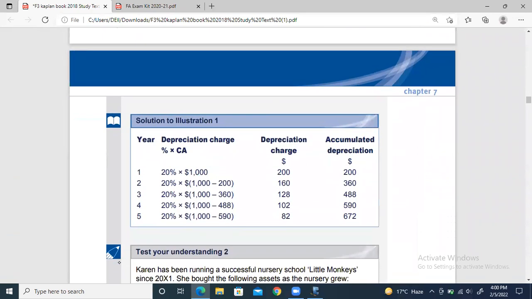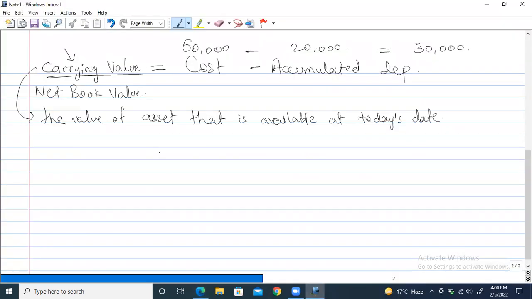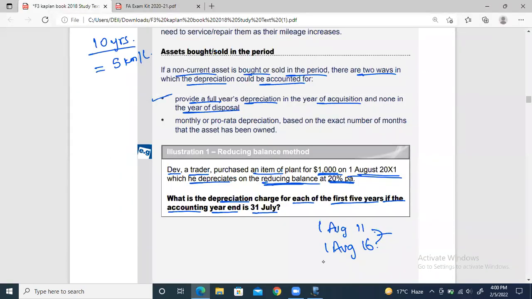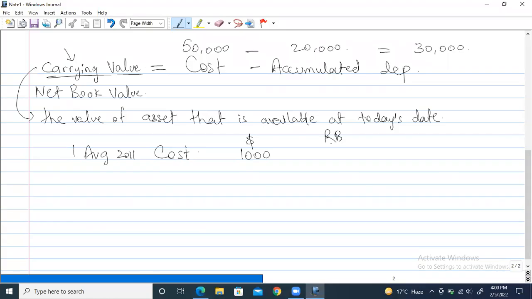It's very simple. What we have to do is, this is the difficult format to follow. I'm telling you the easier format over here, okay? First, you write the date, 1st August 2011, then we write cost. And he purchased it for 1000, right? Yes, 1000. And method is reducing balance at 20%. Now we're using it for 5 years. Let's write the useful life as well so that we remember.